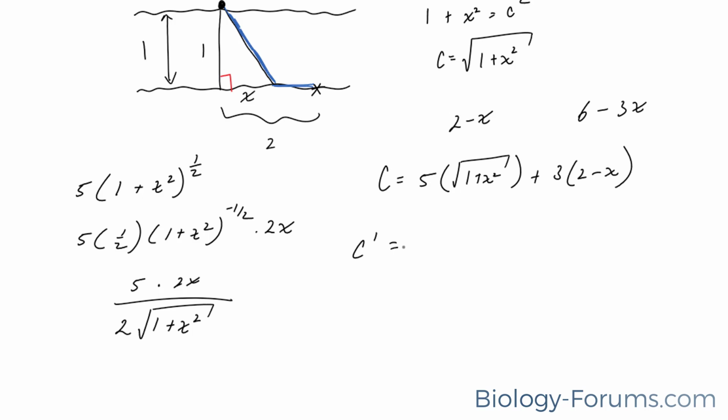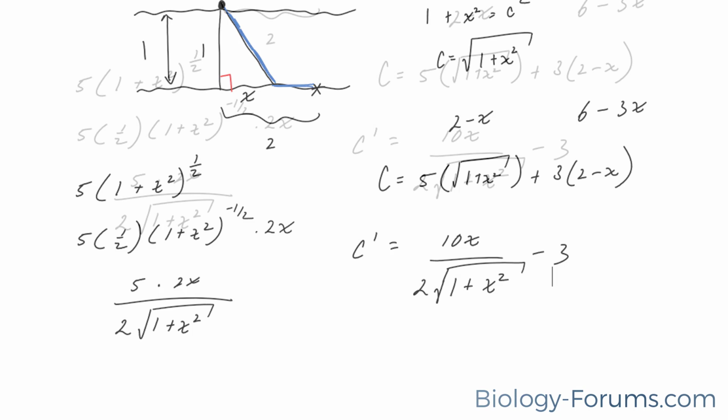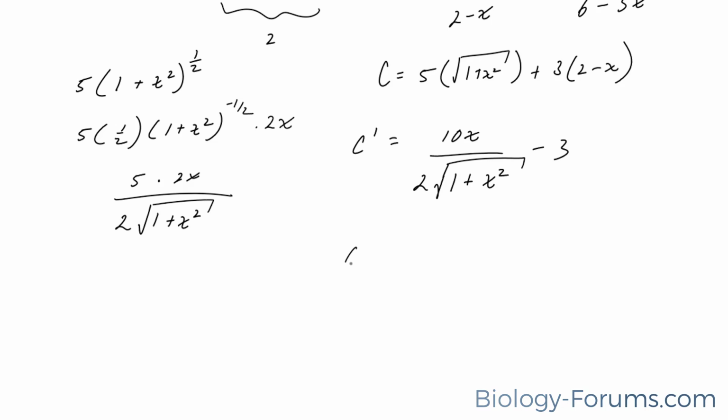C prime, our cost, is equal to 10x over 2 times the square root of 1 plus x squared, minus, as we stated earlier, 3. The next thing we'll do is set C prime equal to 0 to find our critical numbers, and using those critical numbers, we can confirm whether the number is a maximum or a minimum. So we're going to set C prime equal to 0.